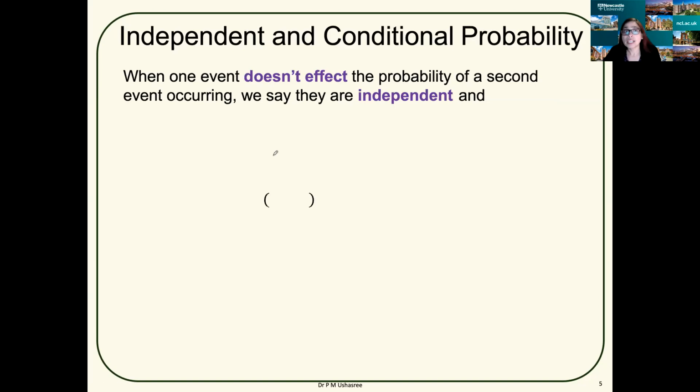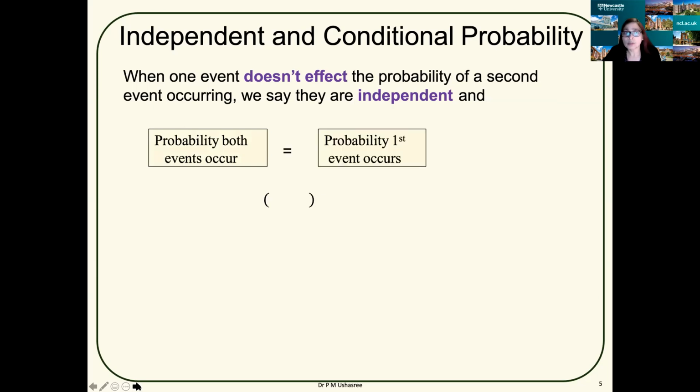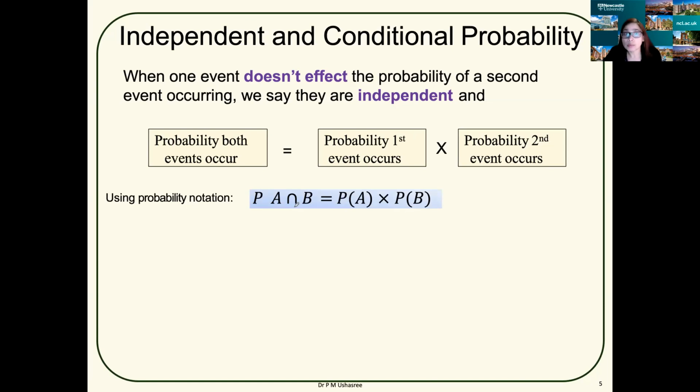Now, when one event doesn't affect the probability of a second event occurring, we say they are independent of each other, or they are independent events. So the probability of both events occurring is equal to the probability of the first event occurring times the probability of the second event occurring. This is what we saw in part 1. We can use the probability notation now and say probability of A intersection B. When you have both events occurring, that is and. So probability of A and B.